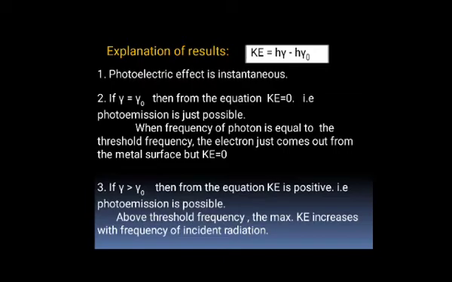Now the second result is, if nu is equal to nu naught, then from the above equation kinetic energy is 0. That is, photoemission is just possible. When the frequency of the photon is equal to the threshold frequency, the electron just comes out from the metal surface, but the kinetic energy will be 0.